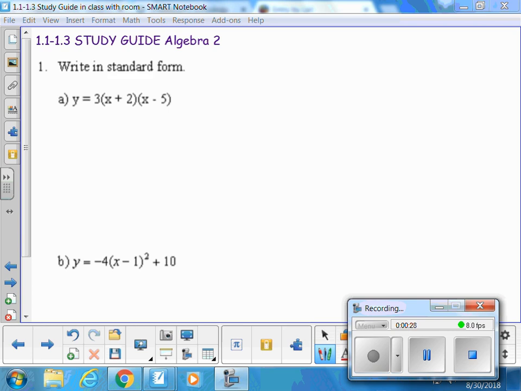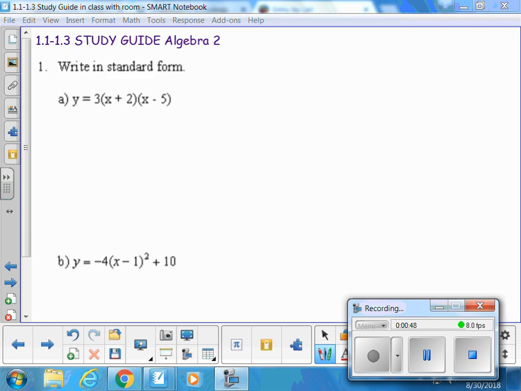All right, number 1, part A. Can I get somebody to give me an idea on how we're going to get this into standard form? Right now it's intercept form. How do I know that? There's 2 sets of parentheses. So we're talking that the x-intercepts are -2 and 5. But what will I do for standard? Good, we're going to do FOIL.